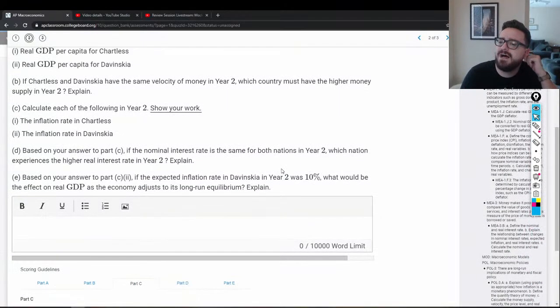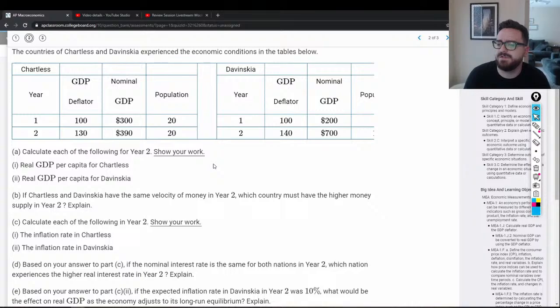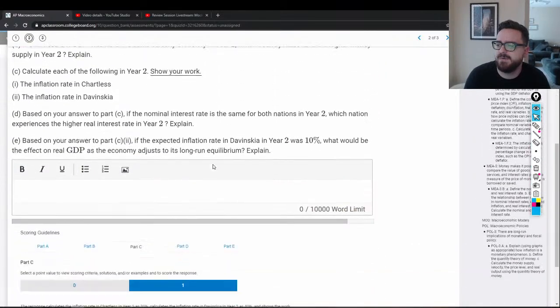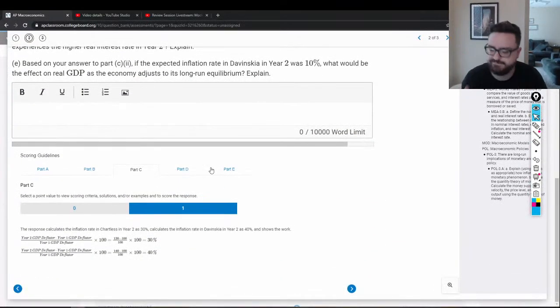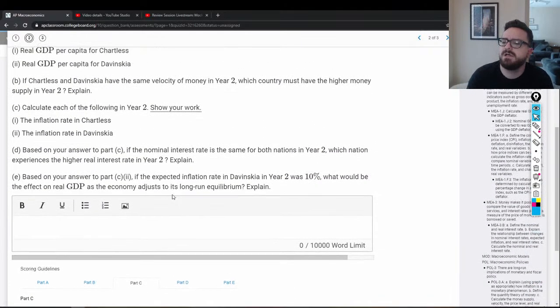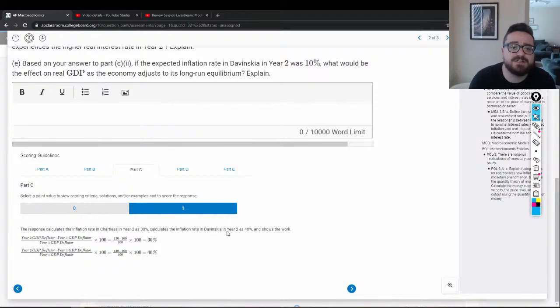Question C. Inflation rate in Chartless was 30%. Inflation rate in Davinskia was 40%. I did the GDP deflator rate of change formula. 130 minus 100 over 100 times 100. Cancel that. It is just that. 30, 40. Easy. Okay, hopefully you can see that. It's very small font on the answers there. Apologies.